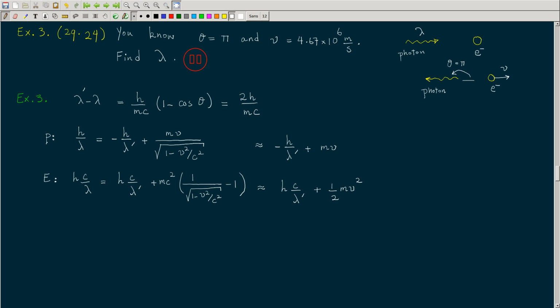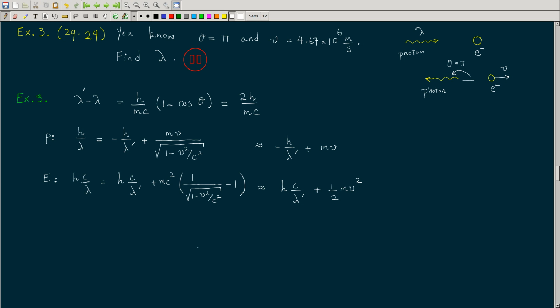Now if you look at these formulas for P and E, you see that you can solve them fairly easily. There's an h over lambda, you want to find lambda, and there's a negative h over lambda prime and a positive hc over lambda prime. So if you multiply this formula by c and just add these two formulas for the momentum and energy, you can easily solve and find lambda in terms of velocity, mass, and h. I'm not going to do it here. It's just homework for you if you want to try. By homework, I mean an exercise for you if you want to try.